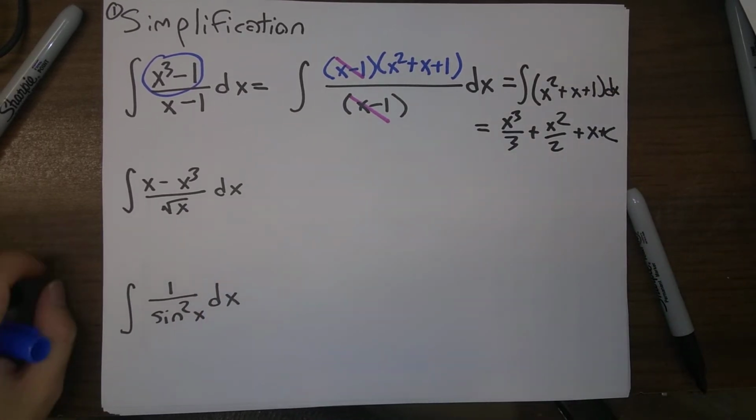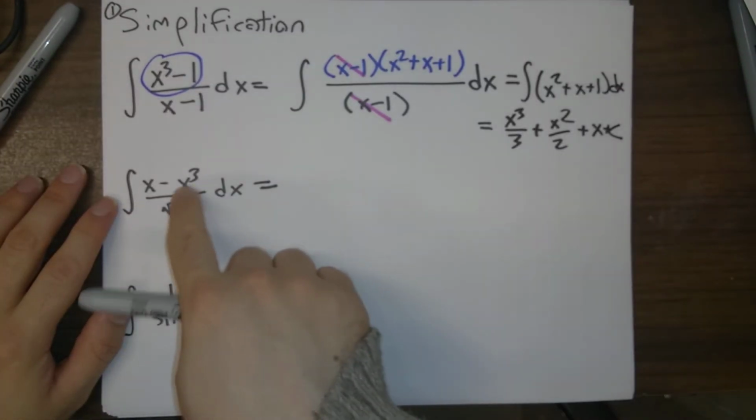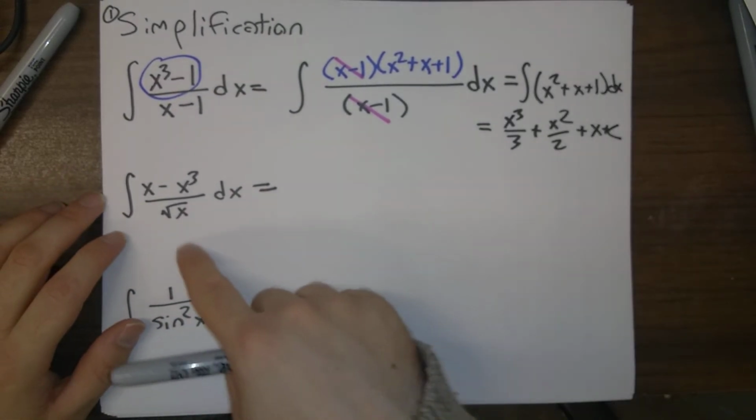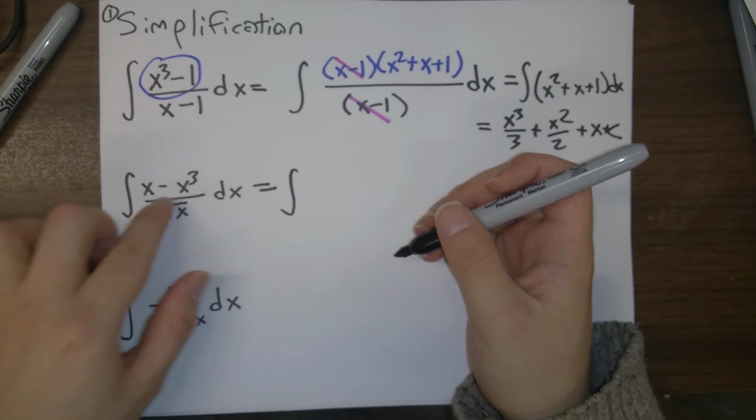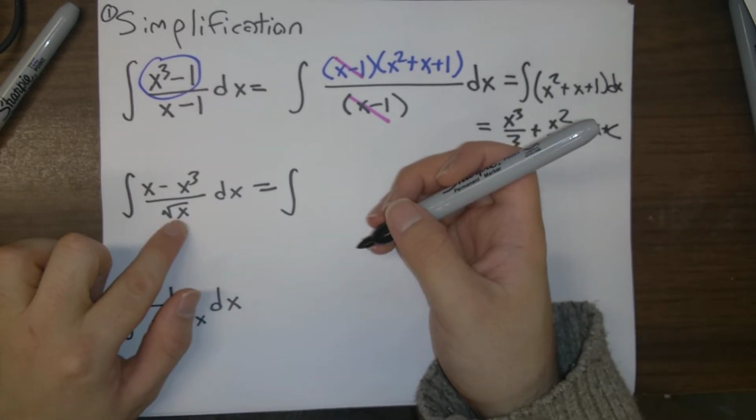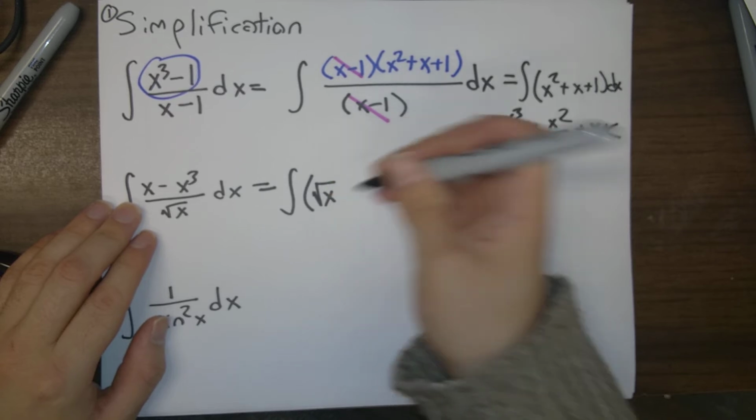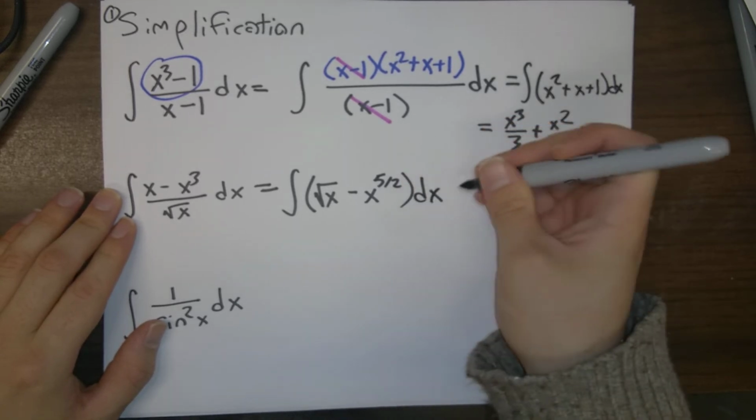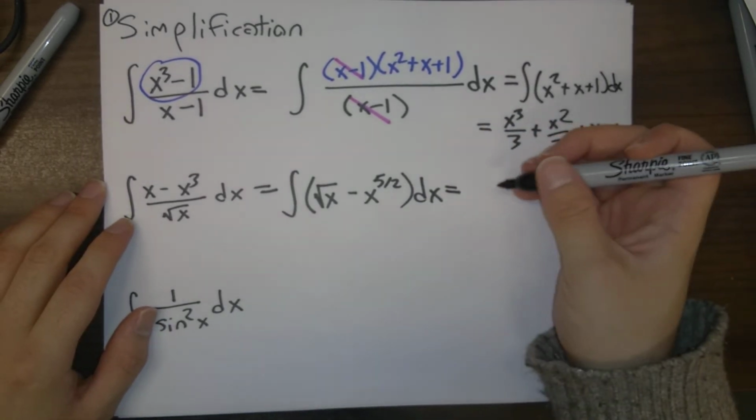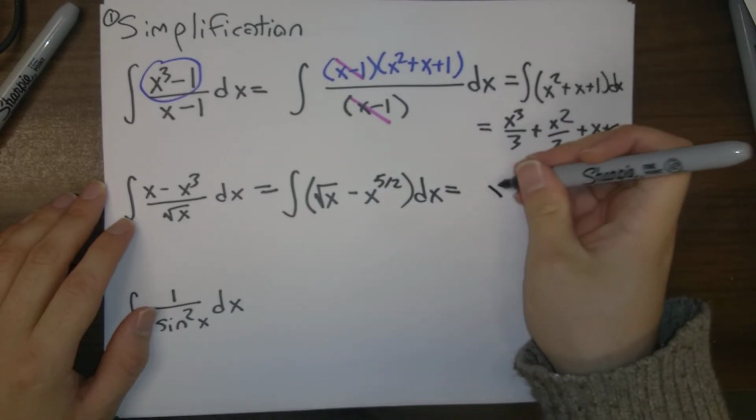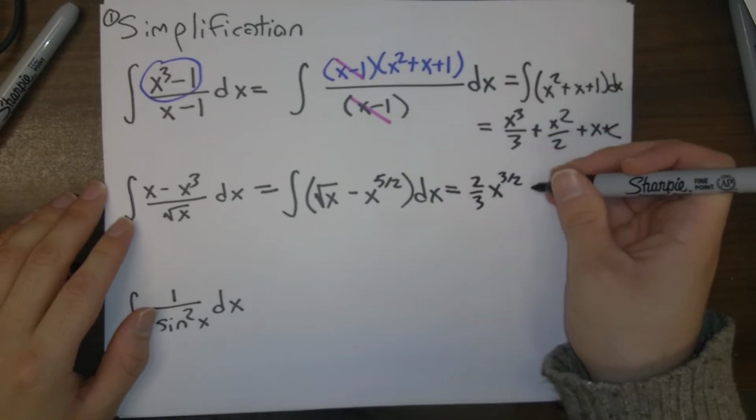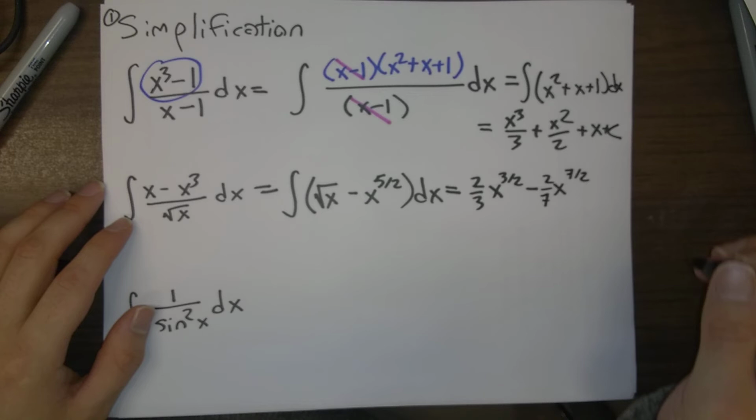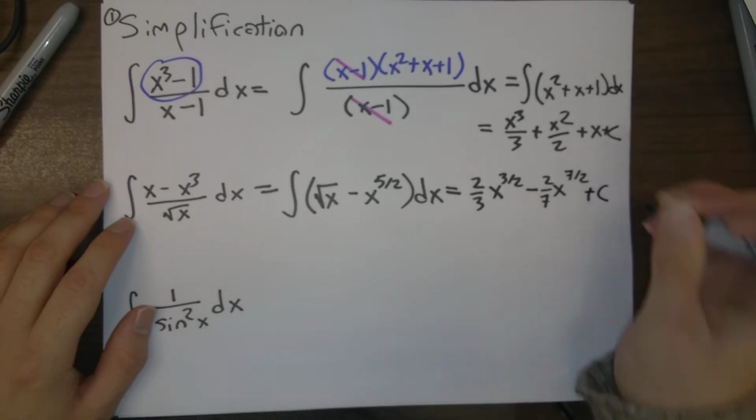Now, ditto in the second one. So we've got a rational function, but we don't want to be thinking substitution or partial fractions. We want to break this up into two separate fractions. X divided by square root x is square root x. X cubed divided by square root x is x to the 5/2. And in this integral, the x to the 1/2 becomes x to the 3/2 divided by 3/2, minus x to the 5/2 goes to x to the 7/2 divided by 7/2, multiplied by 2/7, and that's that answer.